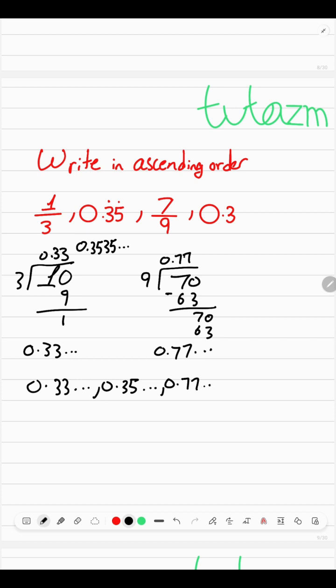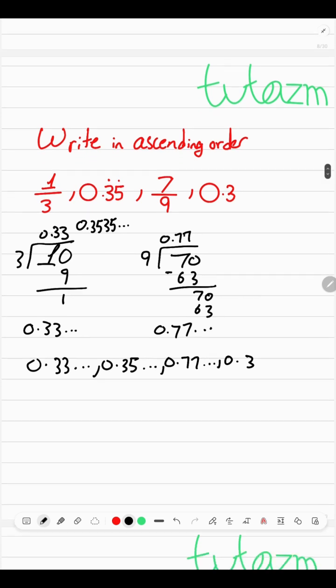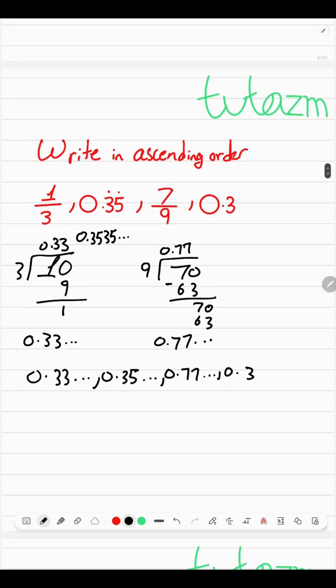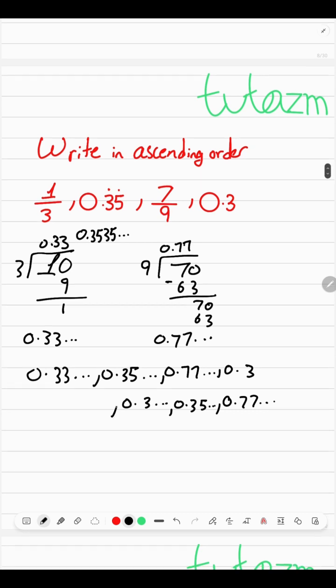0.777 recurring, and 0.3. So if we write that in ascending order, we'd obviously have 0.7 recurring, that's the biggest number, 0.35 recurring after it, 0.3 recurring, and then 0.3, just 0.3.